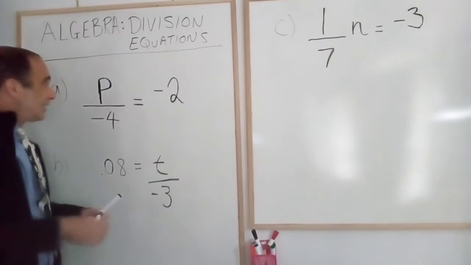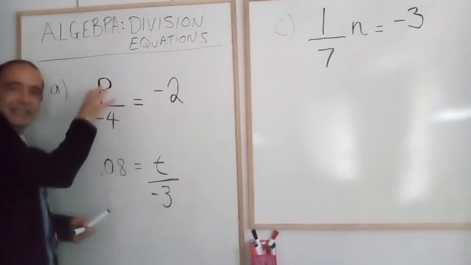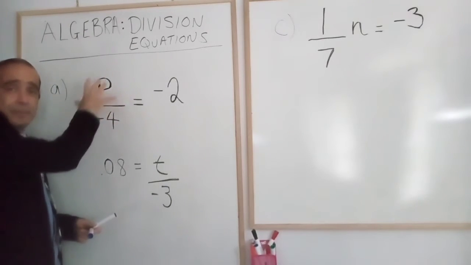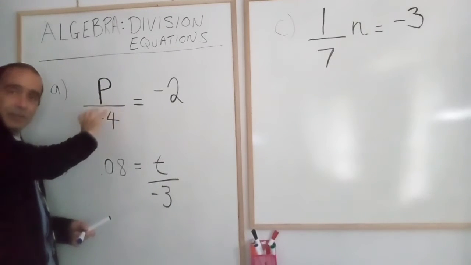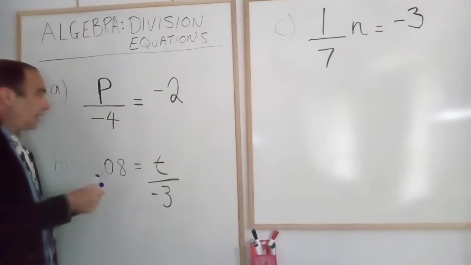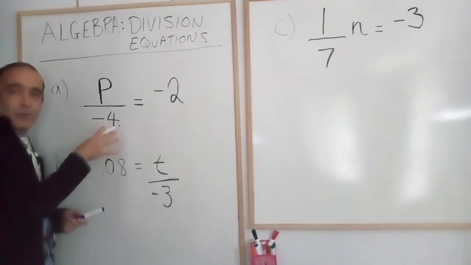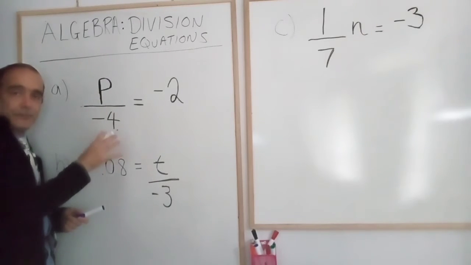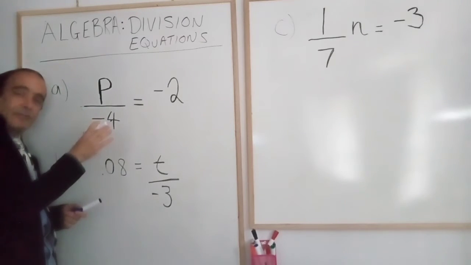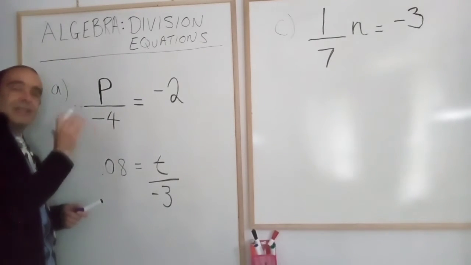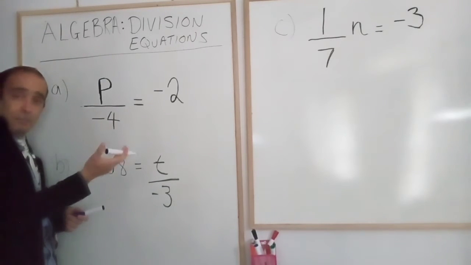Now, we want to get the p by itself. We want to isolate that p. That's our first step, isolating that p. In order to isolate that p, we need to get rid of this guy on the bottom, that -4. Right now, it's p divided by -4. To get the p by itself, we need to do the inverse of dividing by -4. The inverse of dividing by -4 is to multiply.